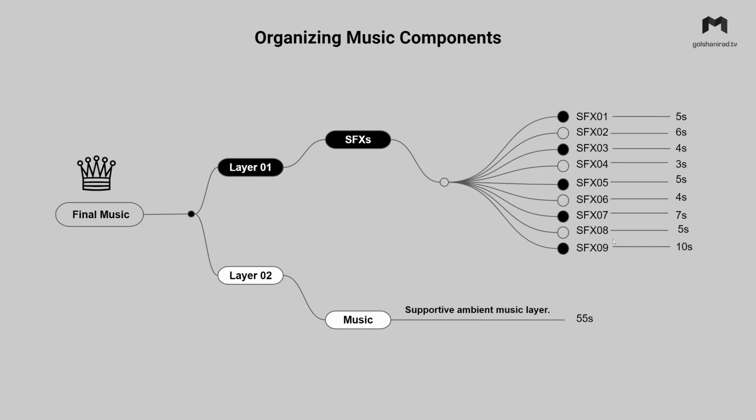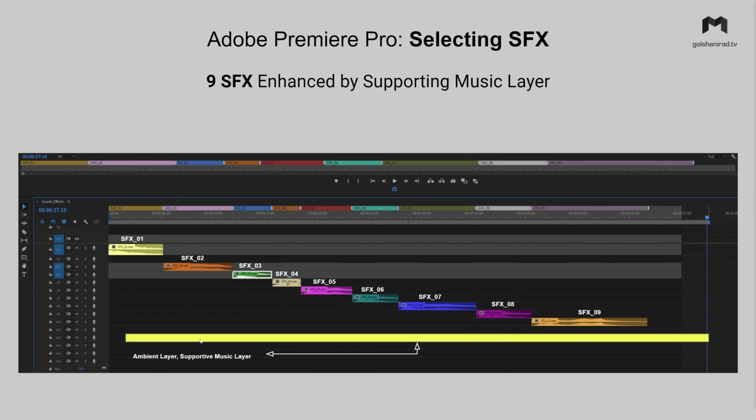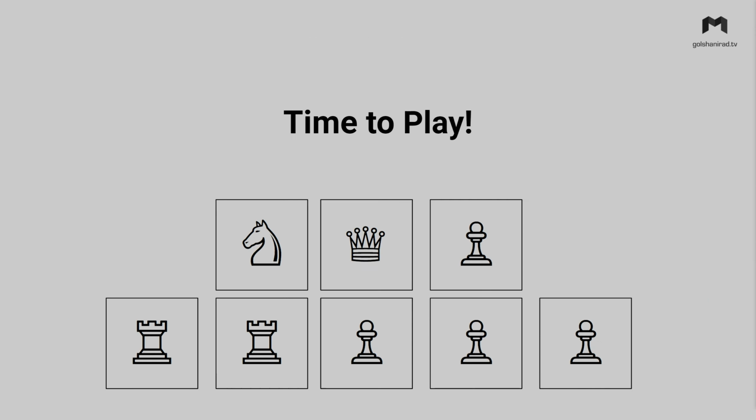We'll only focus on our sound effects here, and one by one we will import them in Cinema 4D to create our simulation. Here in Adobe Premiere you can easily see how the sound effects are organized, and we have each layer separately, and also we have the ambient layer of supportive music as a separate layer. Now it's time to play. Please don't forget the castling.